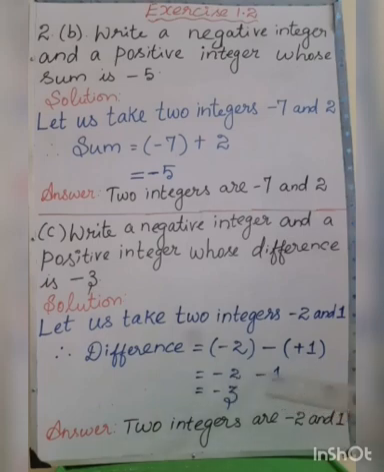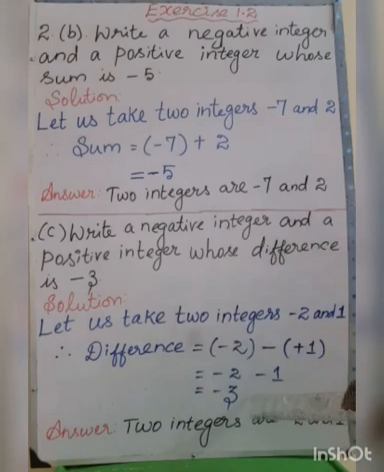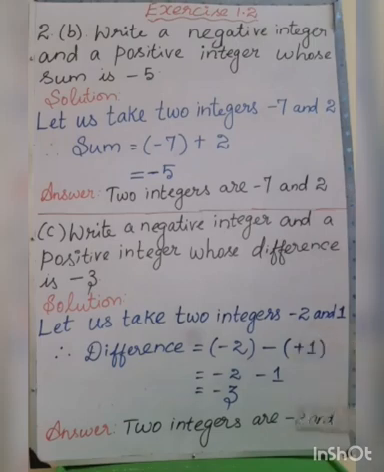The two integers are negative integers here. So add the integers and put the negative sign. 2 plus 1 is 3, and put the negative sign before the number. So you get the given answer, minus 3. So what are the two integers to be used in this sum? Minus 2 and 1.